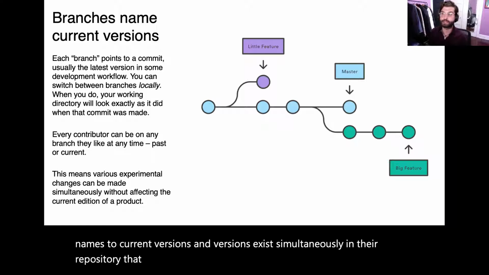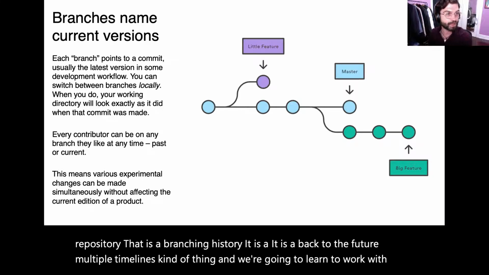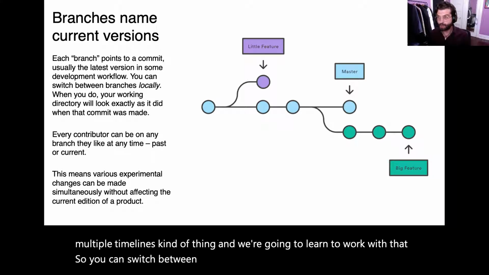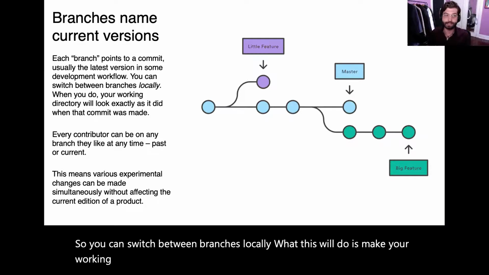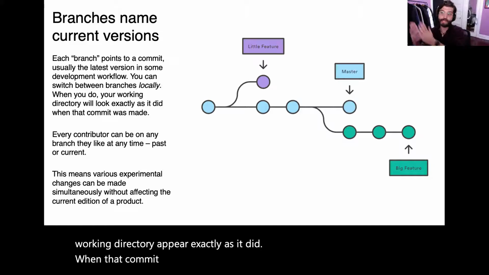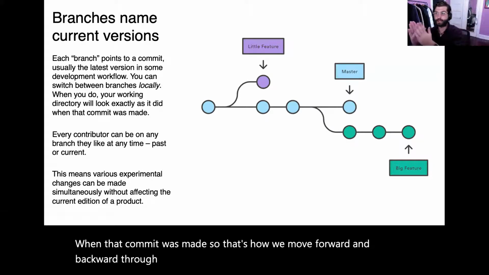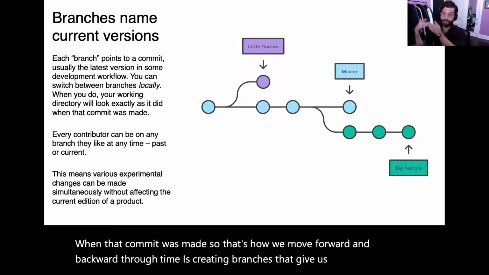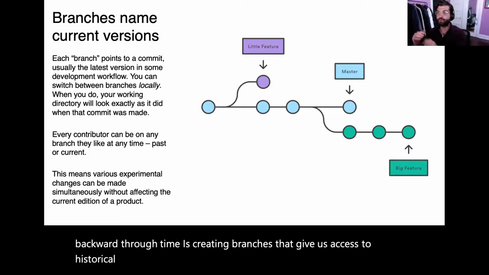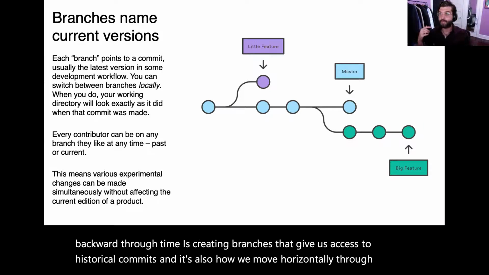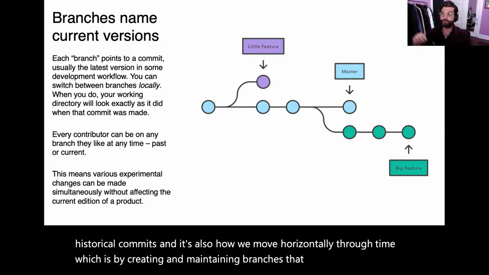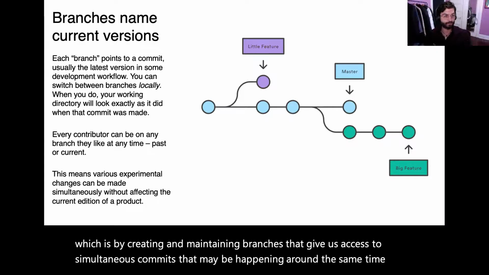That is a branching history. It is a Back to the Future, multiple timelines kind of thing, and we're going to learn to work with that. So you can switch between branches locally. What this will do is make your working directory appear exactly as it did when that commit was made. So that's how we move forward and backward through time, by creating branches that give us access to historical commits. And it's also how we move horizontally through time, which is by creating and maintaining branches that give us access to simultaneous commits that may be happening around the same time, but doing different things.